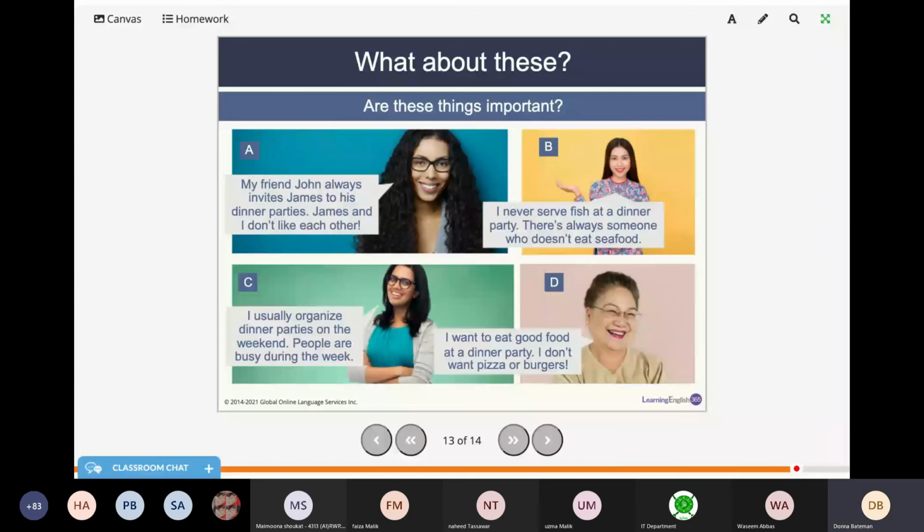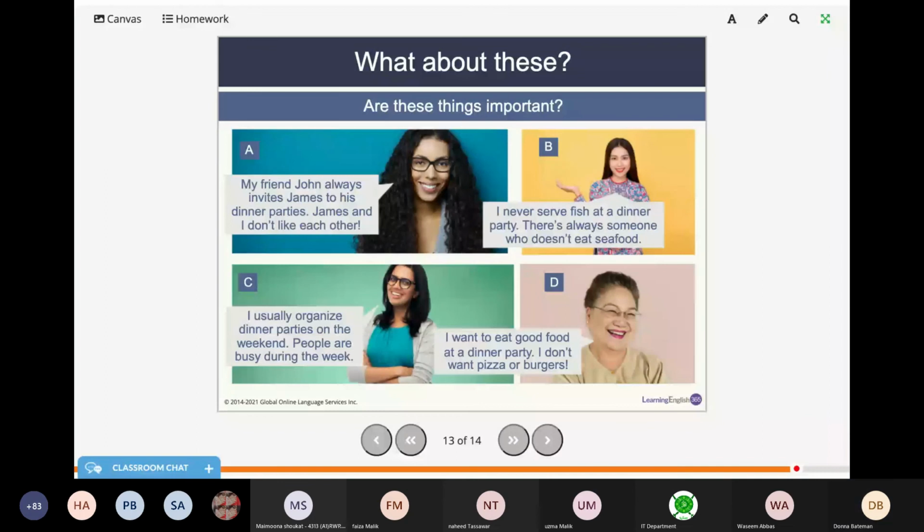C, I usually organise dinner parties on the weekend. People are busy during the week. Do you agree with that? You want to invite people to a party and no one can come, or only a few people can come. If it's your birthday or it's a special occasion that's on a particular day, maybe sometimes you would still have it on a day when other people are busy.